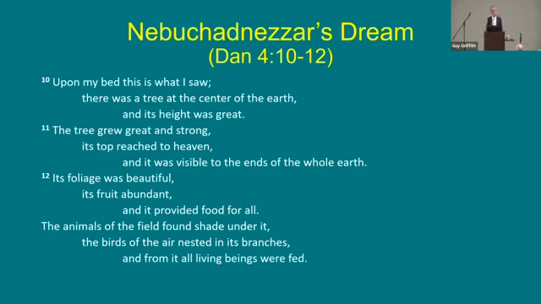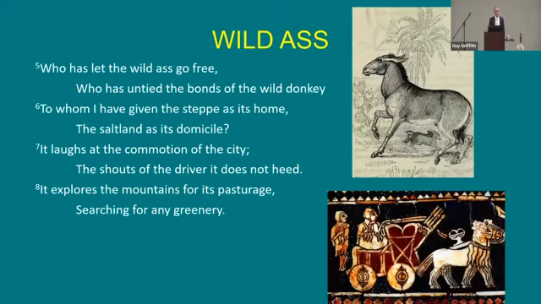Its top reached to the heaven, which in Sumerian is the name of a temple, and it was visible to the ends of the whole world. Its foliage was beautiful, its fruit abundant, and provided food for all. Animals take shelter under the tree, and birds dwell on its branches. So this tree sustains life in the whole cosmos, and this is a very common symbol of kingship. We'll come back to that point again.